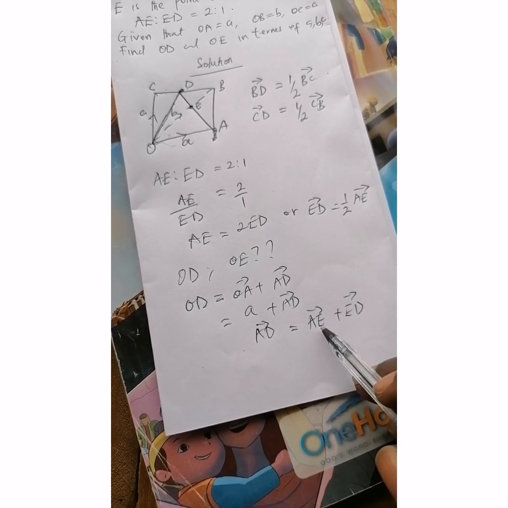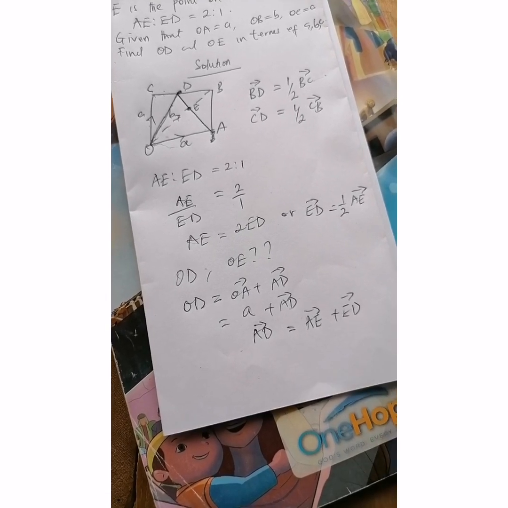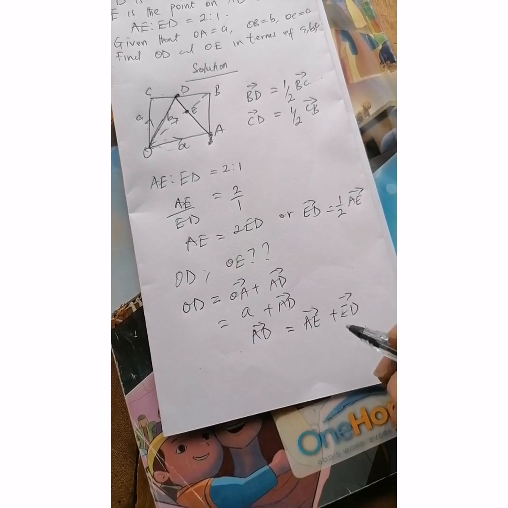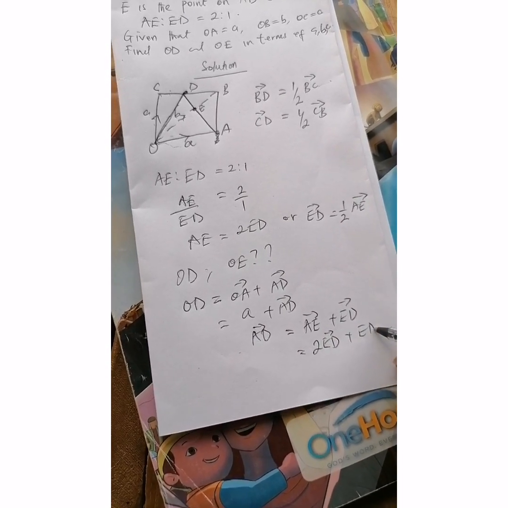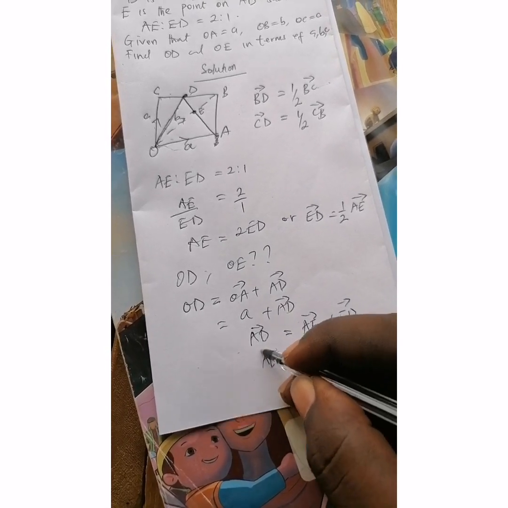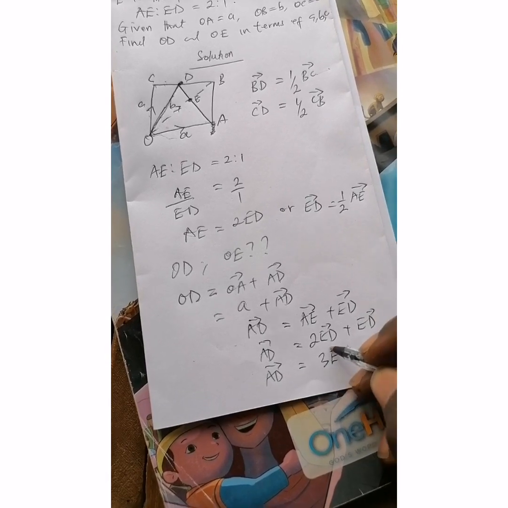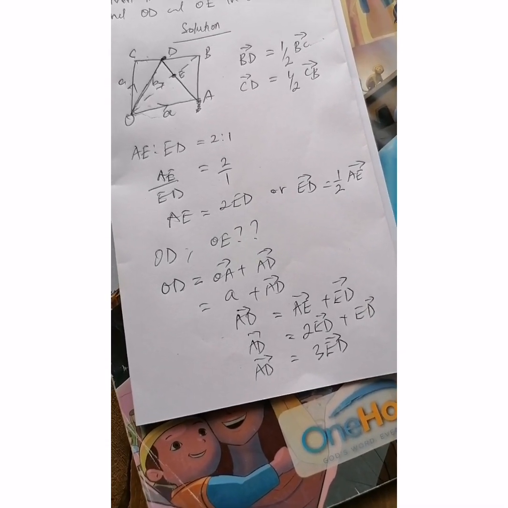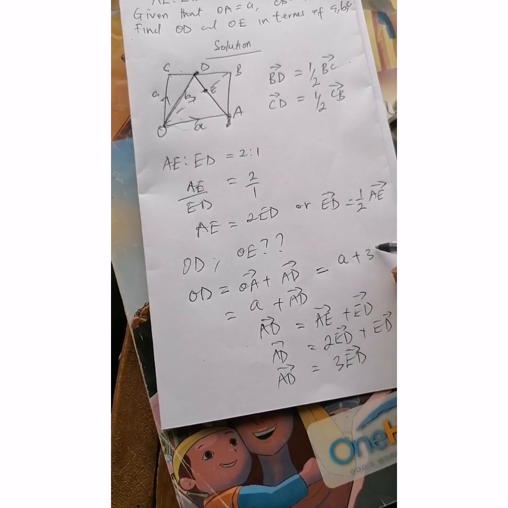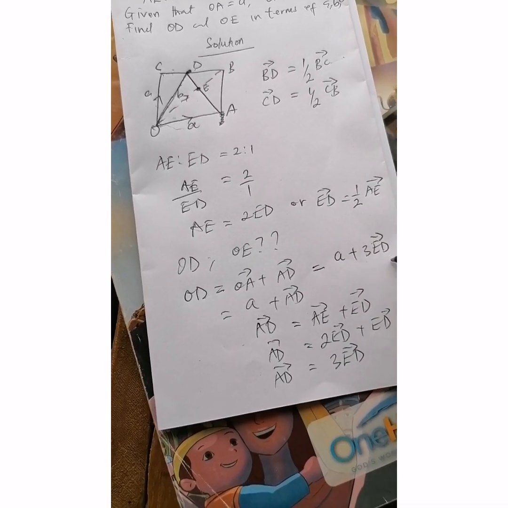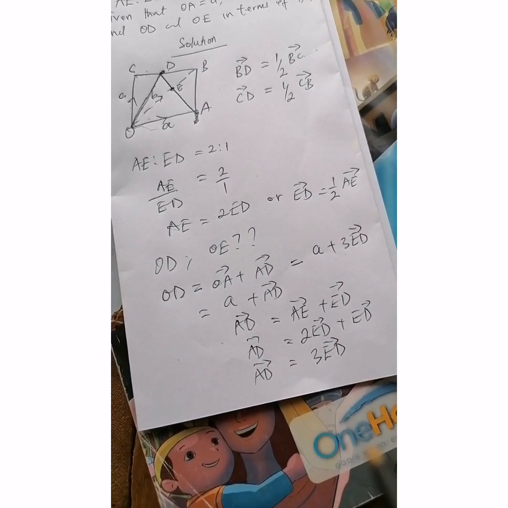Now there's a condition between AE and ED. And what's that condition? AE is just 2ED. So I have 2ED here plus ED. So in other words, my AD is just 3ED, right? Okay. So it means that my OD is just going to be the vector A plus 3ED. Now I still need to get rid of this ED, because I don't need ED. I want to write OD in terms of A, B, and C.